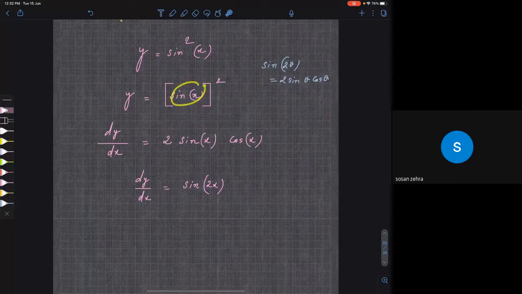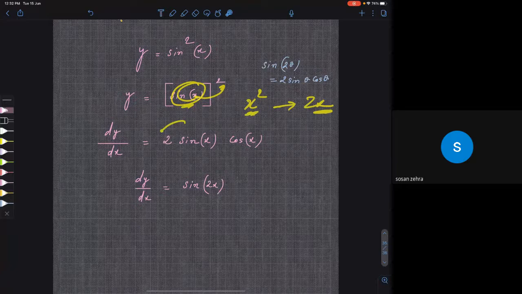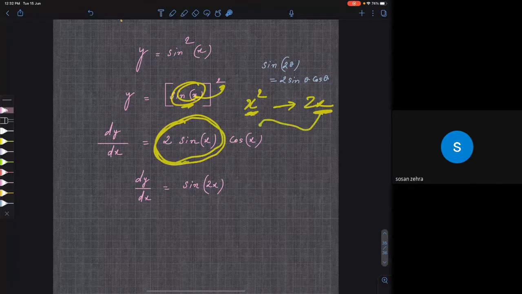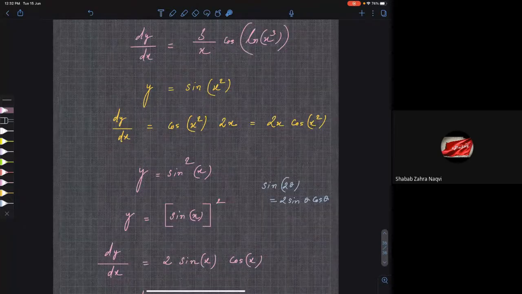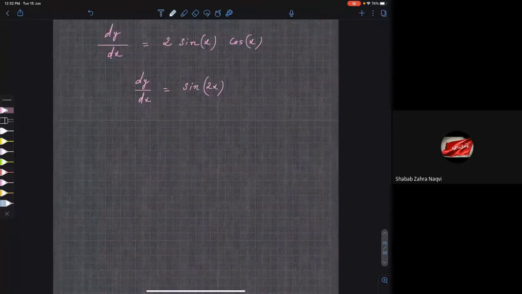So it is like x squared, right? X squared you write as 2x. But in place of x, what do you have? Sin x. So I am writing instead of 2x, 2 sin x. So instead of x, whatever you have taken, you have to take the derivative of that and multiply. That is the chain rule. Now why does the chain rule work?